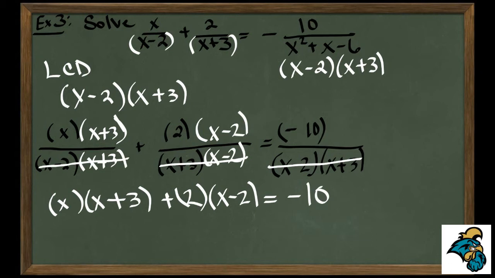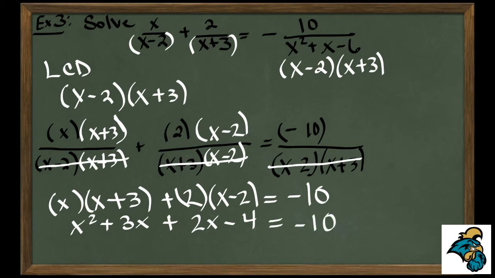Now, you may have gotten up to this point doing different steps, and that's okay. There are different ways to do that. The key is to make sure that you get the same equation that I have once I have this distributed out. So I'm going to go ahead and distribute. X times (x + 3) gives me x squared plus 3x. 2 times (x - 2) is going to give me 2x minus 4. And then I have that equal to negative 10.